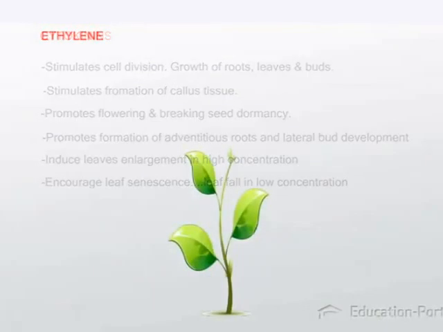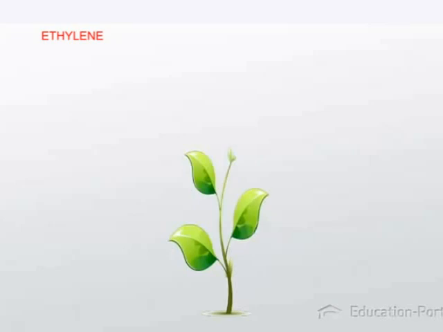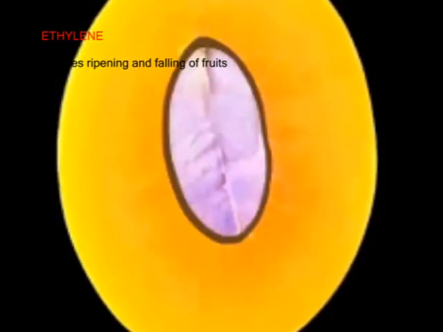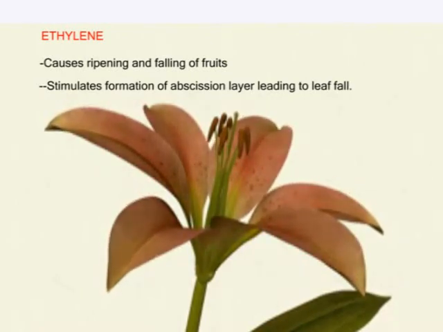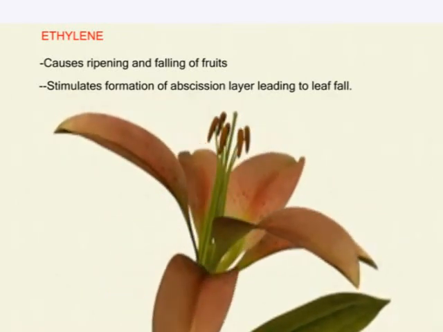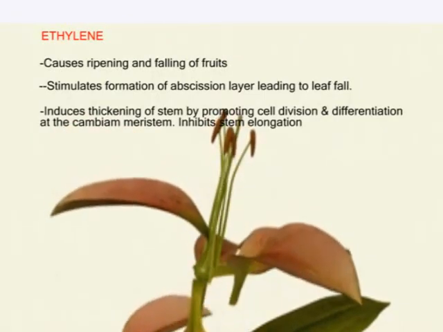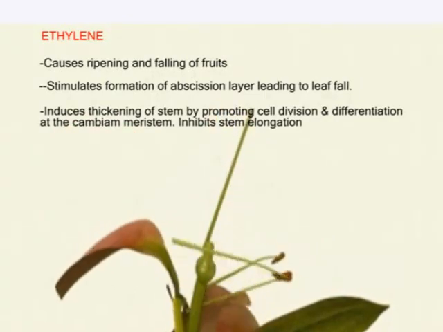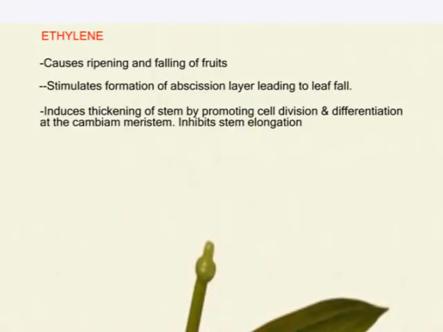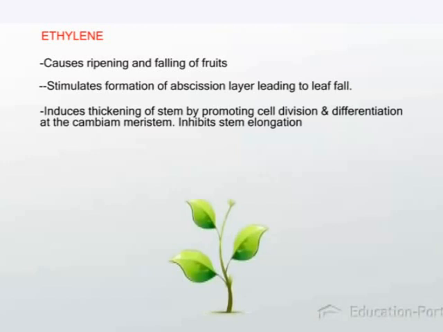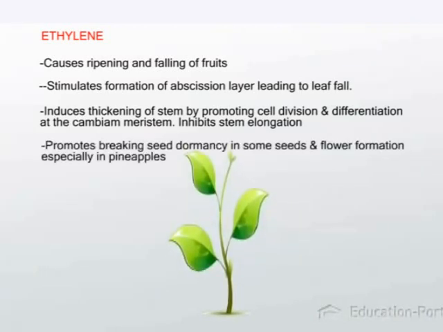Ethylene is a growth substance produced in plants in gaseous form. Its major effect in plants is that it causes ripening and falling of fruits. This is widely applied in horticultural farms in ripening and harvesting of fruits. It stimulates the formation of an abscission layer leading to leaf fall. It induces thickening of stems by promoting cell division and differentiation at the cambium meristem, but it inhibits stem elongation. Ethylene promotes breaking of seed dormancy in some seeds and flower formation, mostly in pineapples.